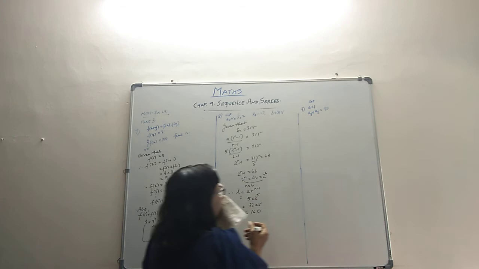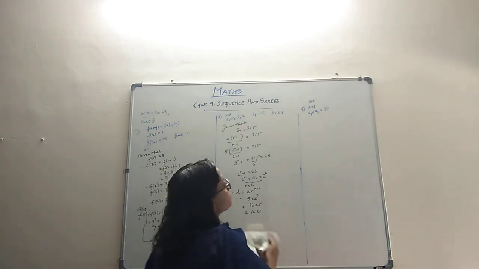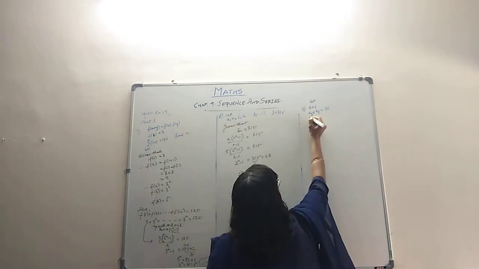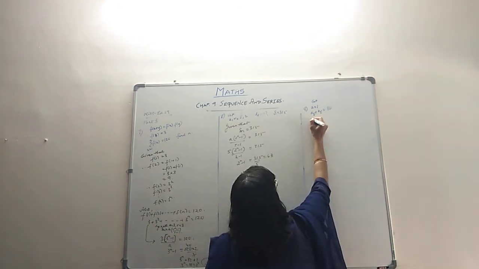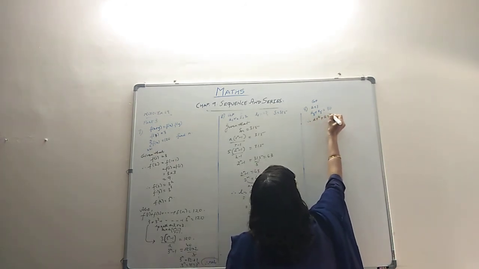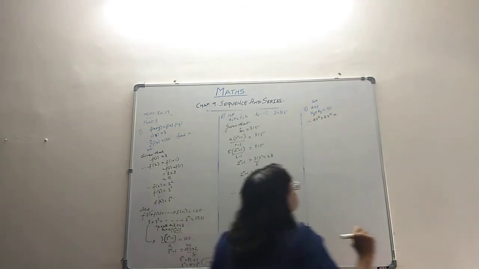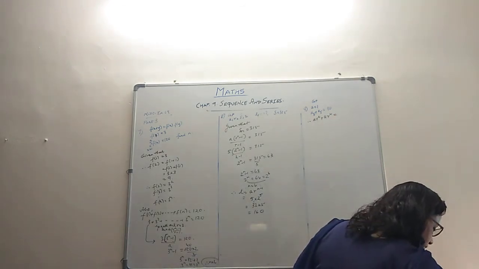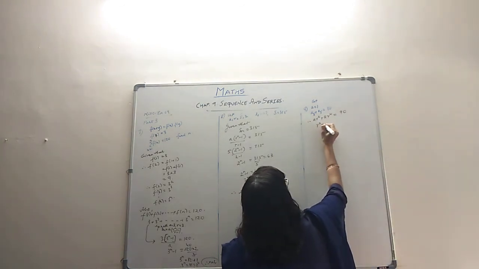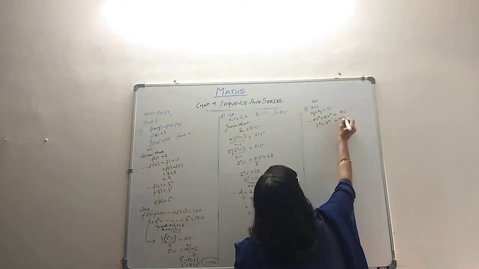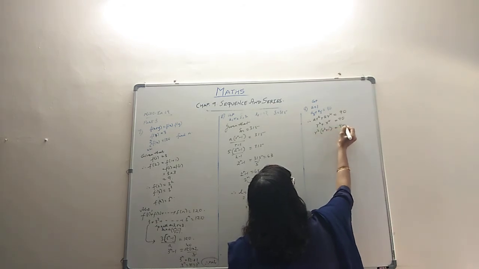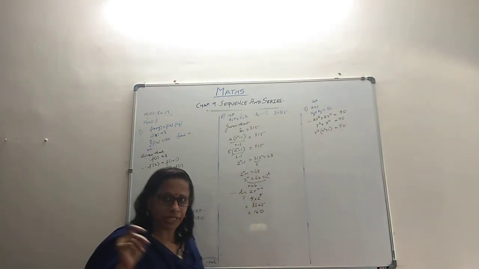Then they tell us a GP where they give us a first term, and they also give us a condition that the third and fifth terms add up to 90. So this is a r squared plus a r raised to 4 equal to 90. a is 1. So r squared plus r raised to 4 is 90. r squared common, r squared into (r squared plus 1) is 90. Two ways of doing this. Actually, I would take it as a quadratic, solve it and find out the answer.